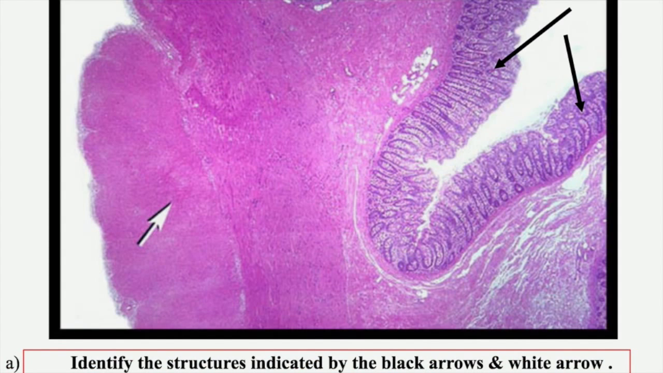Let's start with this first slide in the trial exam. Identify the structures indicated by the black arrows. These are crypts, of course. The white arrows, this is tinea coli. And what is the organ? It is the large intestine, and between two brackets, be more specific and say colon.